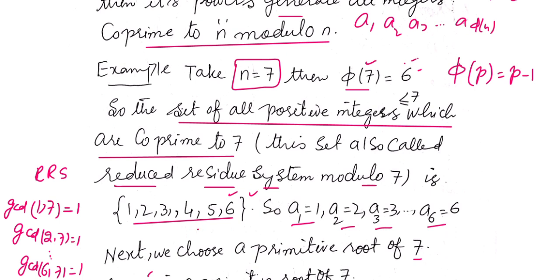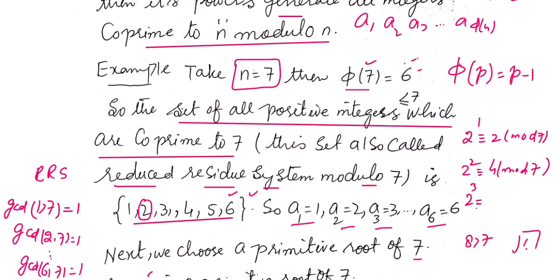The answer is no. For example, if you take 2 from this set, you can observe that the first power, 2 raised to power 1, is congruent to 2 modulo 7. Its second power is 2 squared, which is equal to 4, which is still less than 7. So we cannot divide here. 2 raised to power 3 is equal to 8, and 8 is greater than 7. So now we can divide 8 by 7.